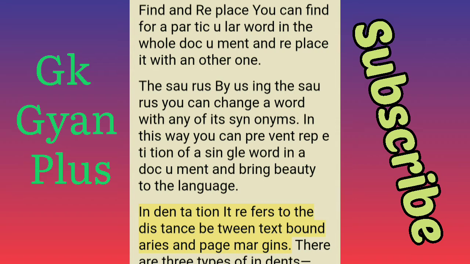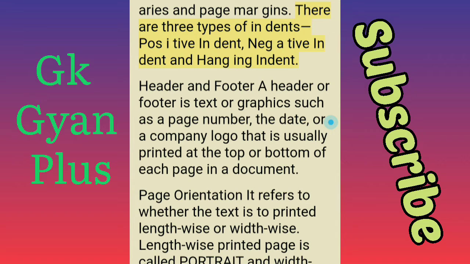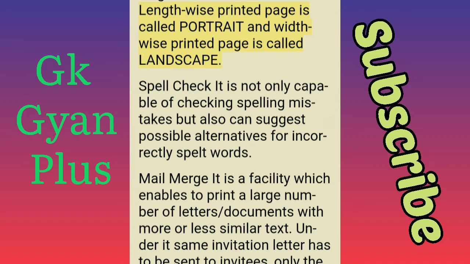Indentation. It refers to the distance between text boundaries and page margins. There are 3 types of indents: positive indent, negative indent and hanging indent. Header and footer. A header or footer is text or graphics such as a page number, the date, or a company logo that is usually printed at the top or bottom of each page in a document. Page orientation. It refers to whether the text is to be printed lengthwise or widthwise. A lengthwise printed page is called portrait and a widthwise printed page is called landscape.